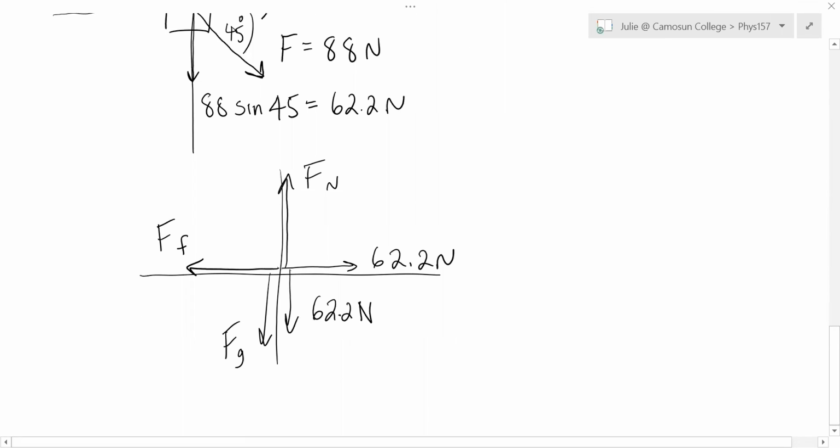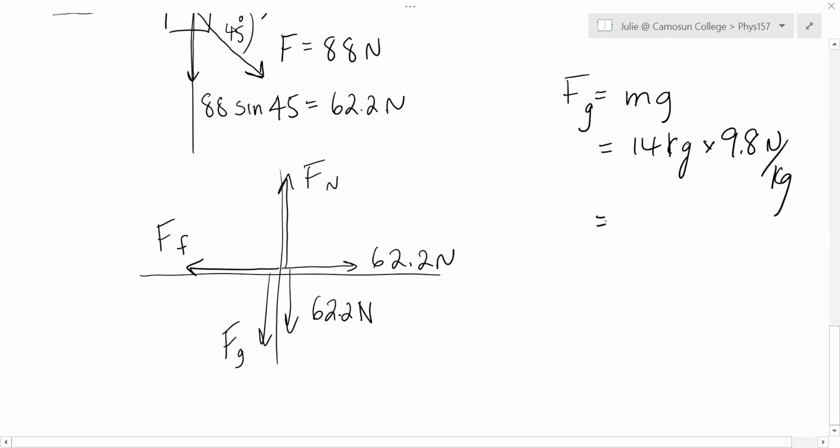Now, it tells us the mass of the lawnmower is 14 kilograms, which means we can get FG, which is mg. May as well work that out. So it's 14 times 9.8, which is 137. Okay, so this one down here is 137.